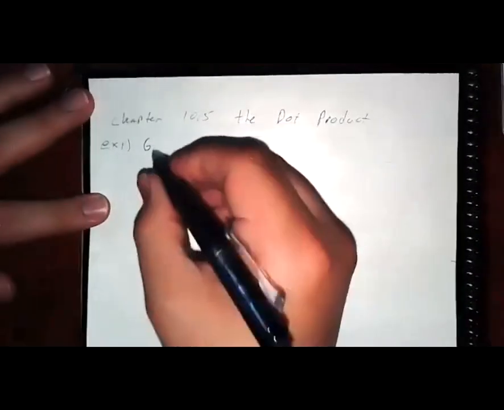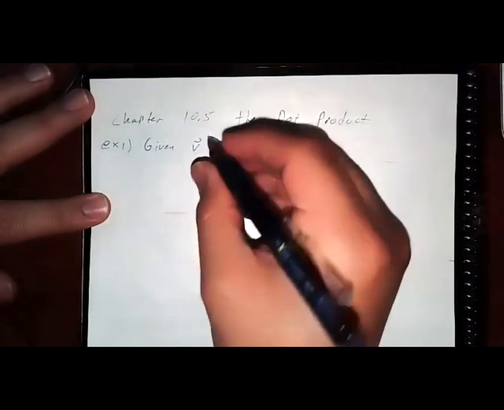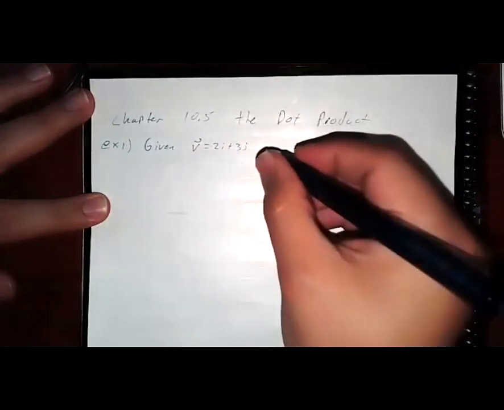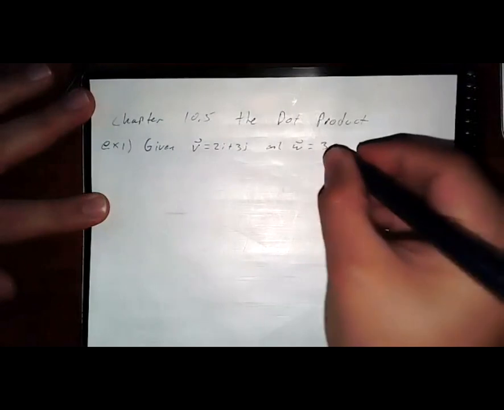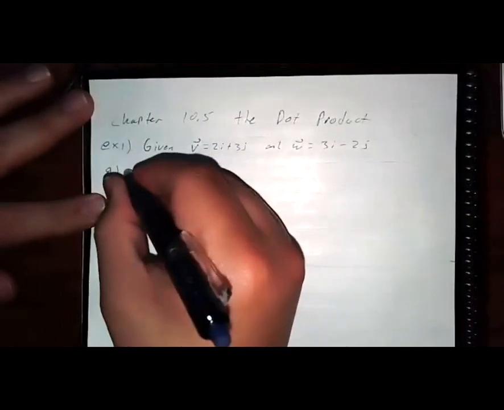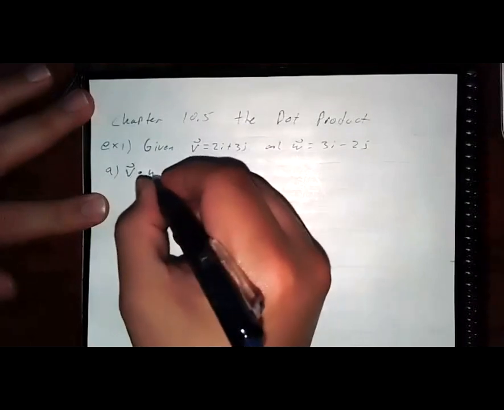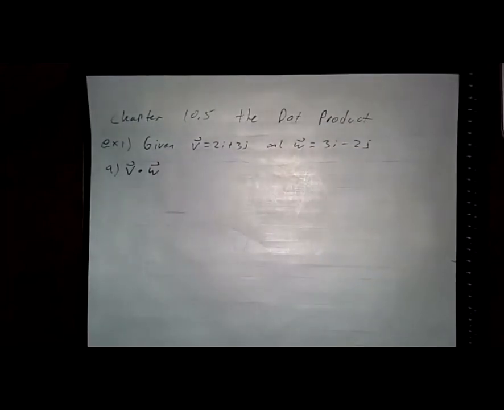All right, given vector v, 2i plus 3j, and a vector w equal to 3i minus 2j. Part A says do v dot w. So it's not a times, it's called dot product. But it behaves like a multiplication.